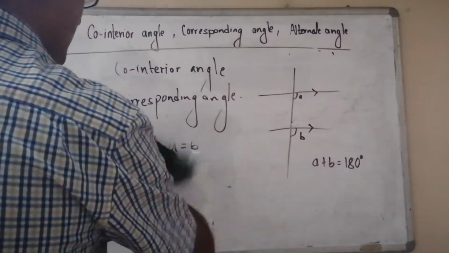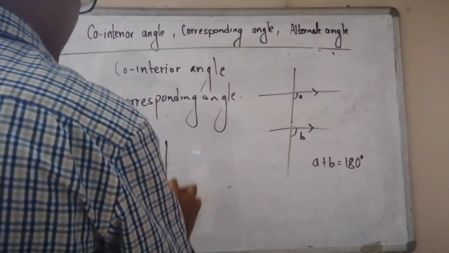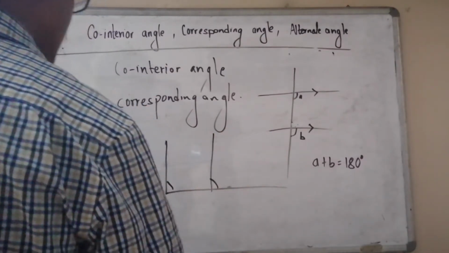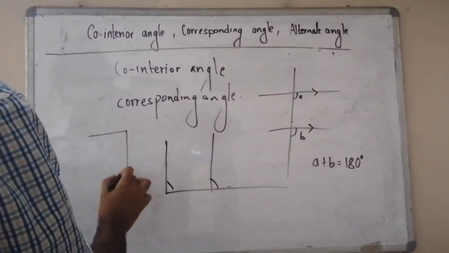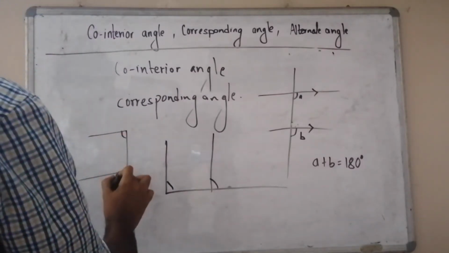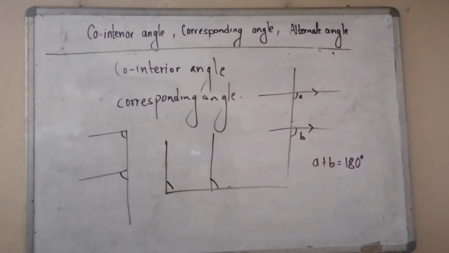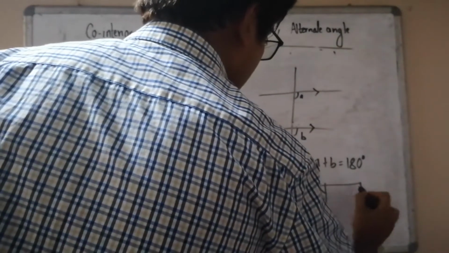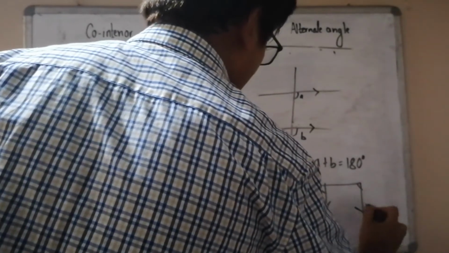And the shape of the corresponding angles can also vary like this. It can face upward sometimes. If you want, it can face just backward, or it can face below as well. But these two lines must always be parallel lines.